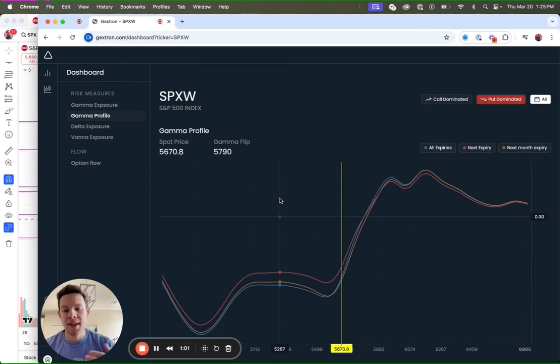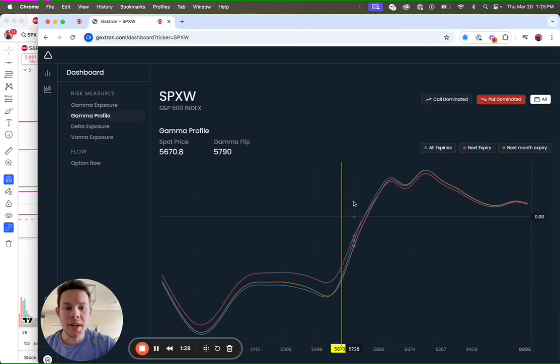As of right now, this current market environment is the best for day traders and scalp traders, and I'm going to tell you how you find that out. Using Gextron, which works best with ETFs and the index SPX, though you can do this with any ticker, you can get the gamma profile. Gextron will give you that gamma profile and the gamma flip point.